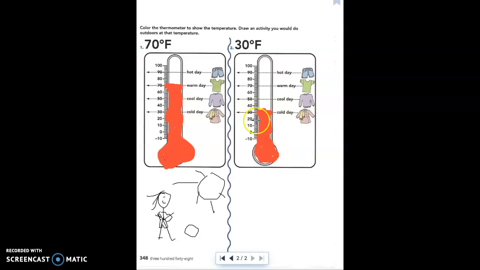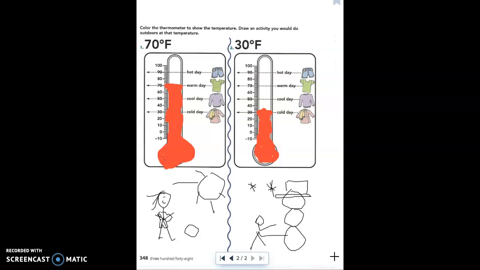The next thermometer tells me that this day is only 30 degrees. 30 degrees is a cold day. So on this day, I'm going to be building a snowman. There's lots of snow, and I'm building a snowman with a giant head that's probably going to tip him right over. I probably should have made my snowman have a smaller head, but just not that fancy. It's snowing, so I'm drawing some snowflakes. Okay, playing outside, building a snowman.